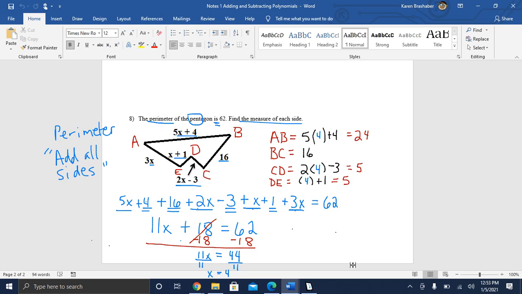And then our last side, AE, and side AE said that it was 3x. So 3 times our value for x. Our x was a 4. And so 3 times 4, side AE, turns out to be 12. And if we add all those numbers together, we would get 62. So the perimeter of that pentagon would be 62.